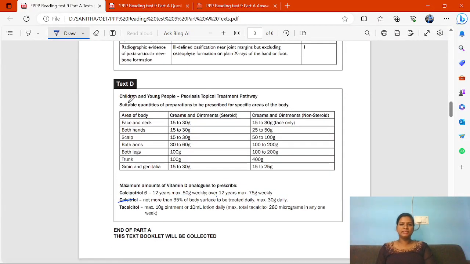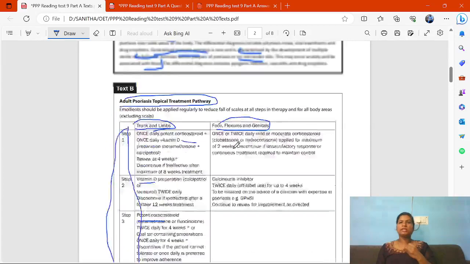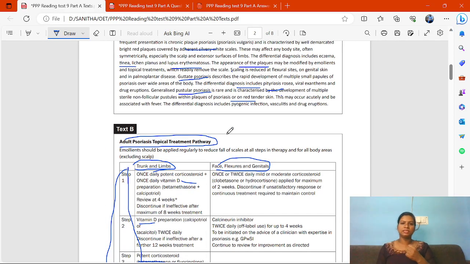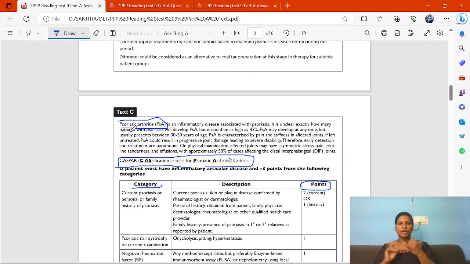Text D is again talking about the children and young people psoriasis topical treatment pathway. I hope you are understanding what I am telling you. What is text A saying? Text A is psoriasis diagnosis, types, and signs and symptoms. Text B is adult psoriasis topical treatment, where they talk about corticosteroid medications. Text C is psoriatic arthritis, that is PsA, and the CASPAR.